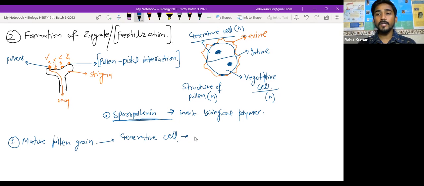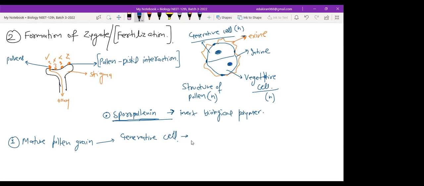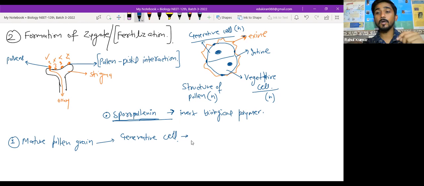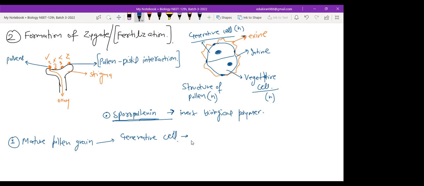When a haploid nucleus divides mitotically, what will happen? Fatima, you tell me. A haploid nucleus is dividing mitotically into two. What will be the ploidy of both? Haploid only, correct? Because it's an equational division. Whatever divides through mitosis remains equal. Yes or no? Yes.